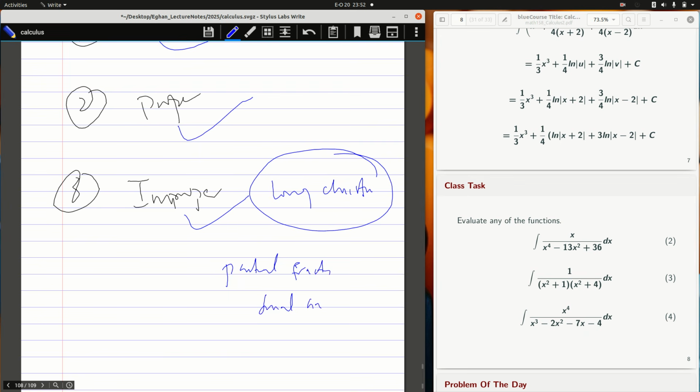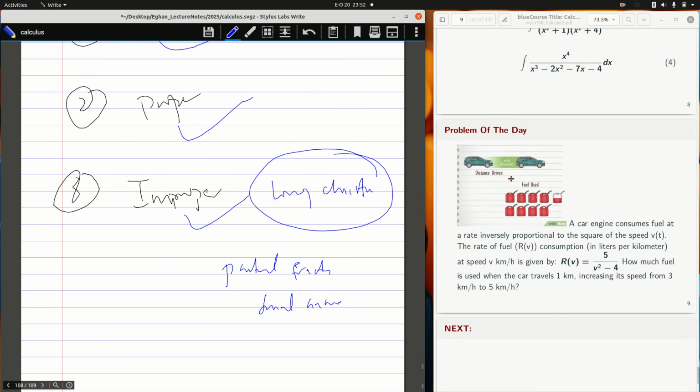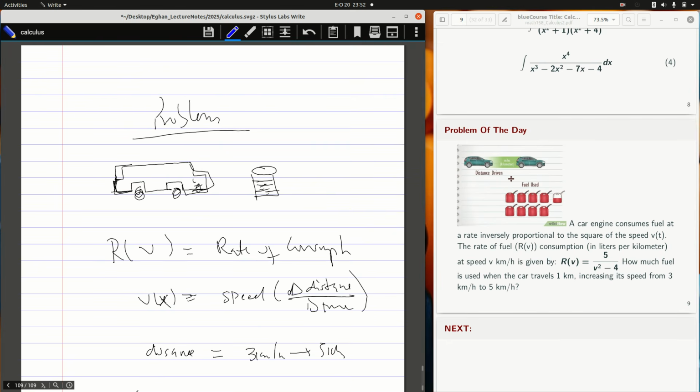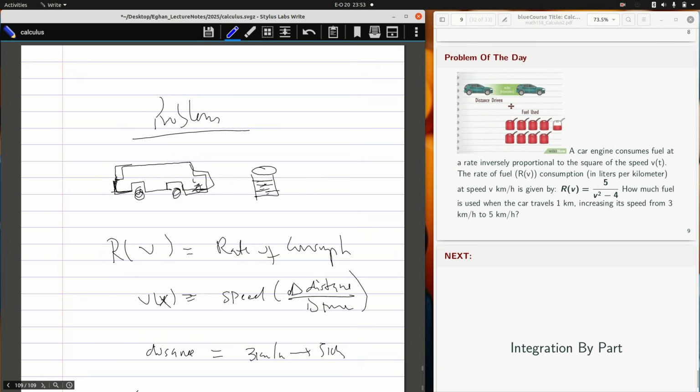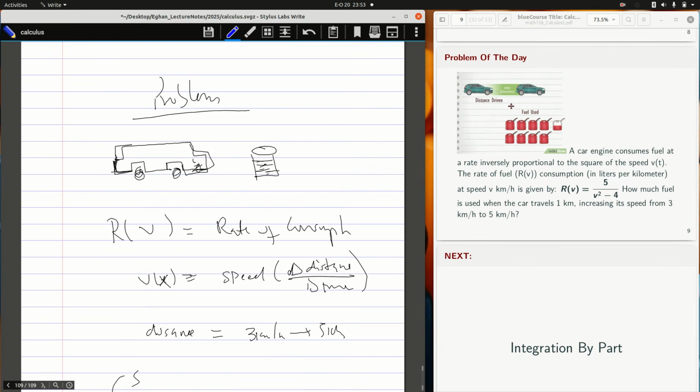So this is how simple partial fractions are. The most interesting aspect of our work is to apply our understanding. We are looking at the rate at which a car engine consumes fuel when the car is in motion. It says it is inversely related to the square of the speed. So the distance you cover is related to how much fuel you would need. I have my car here, don't laugh at it, and I have my fuel here.